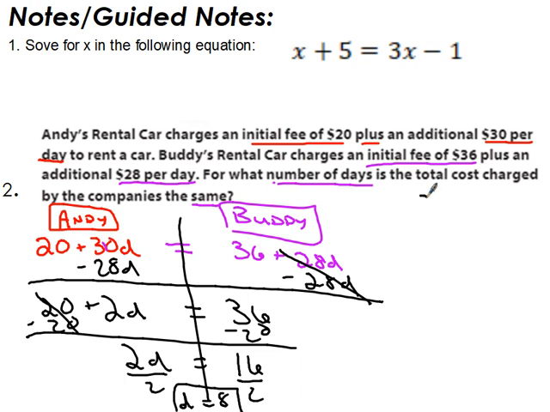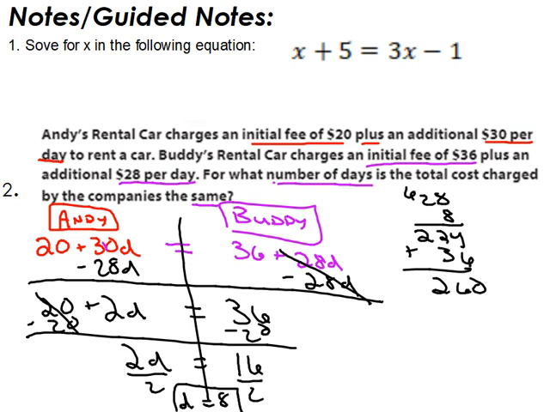For Buddy, I would do 28 times 8. Let's see, that's 224 plus 36. Oh, look, I get 260. Cool. So I did it right. So that means that at 8 days, each company is going to cost $260.